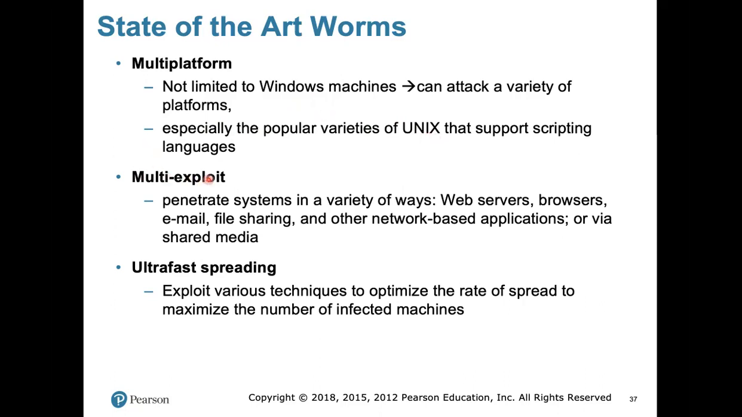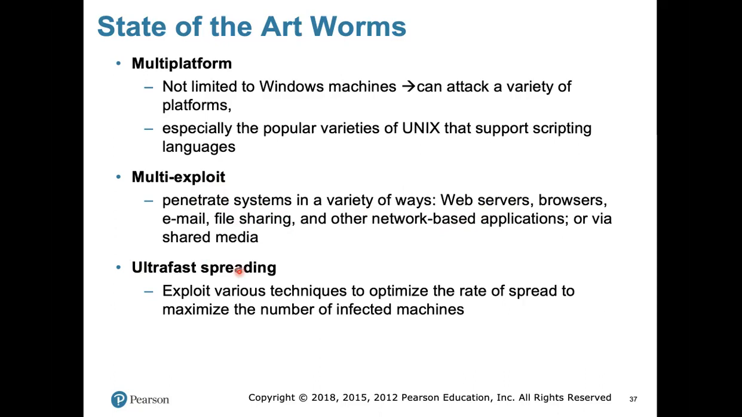Multi-vulnerability or multi-exploit. The term vulnerability that we use here in our course and in our book is somehow a synonym with exploit. So multi-vulnerability or multi-exploit means that they try to exploit different things. They don't only sit at one specific vulnerability, because of course that reduces the chance for propagation. And we talked about it. They check many things: web servers, web browsers, email, file sharing, and many other resources or platforms in order to find vulnerabilities.